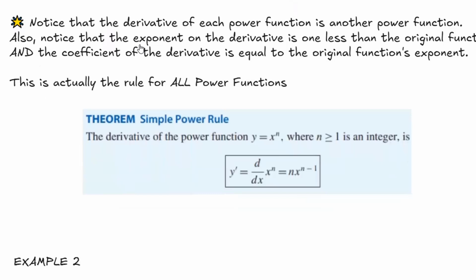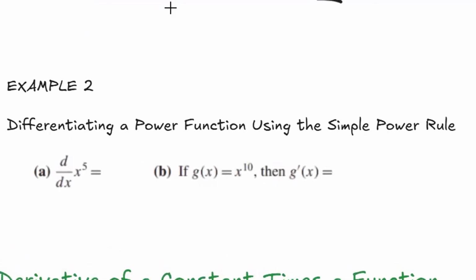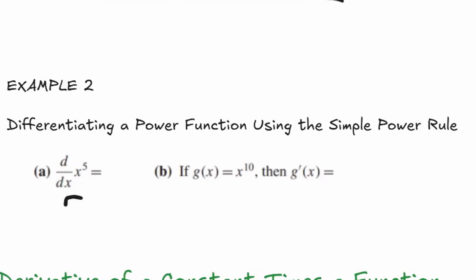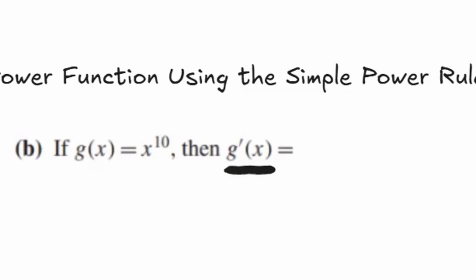And that's actually the rule for all power functions. Here's the simple power rule, as we call it. The derivative of x to the n is n times x to the n minus 1. So basically, when you differentiate a power function, the exponent comes down as a coefficient, and the new exponent is 1 less. Let's do a couple examples here. So if we want to differentiate x to the 5th, the derivative is 5x to the 4th. You bring the exponent down as a coefficient, and the new exponent is 1 less. For part B, notice g of x equals x to the 10th. The correct notation, g prime, would be 10x to the 9th.